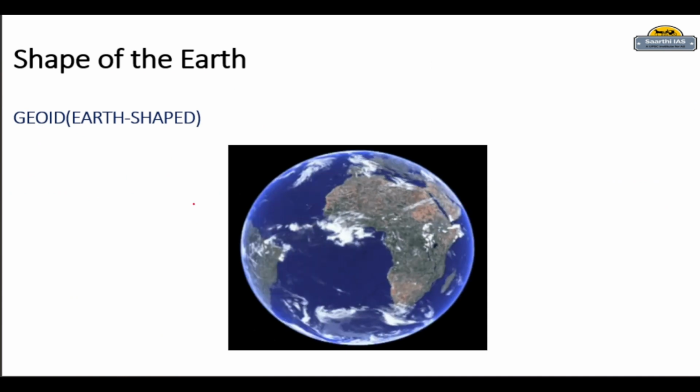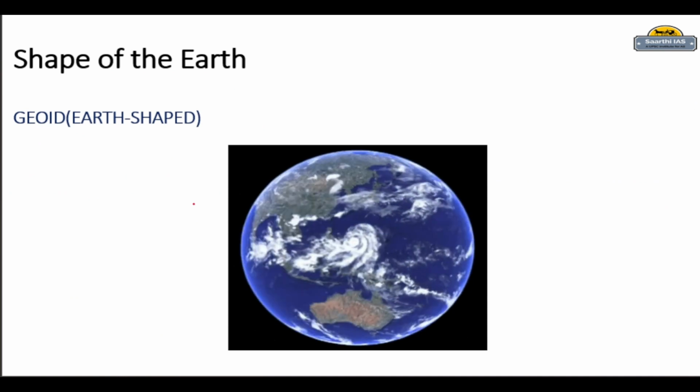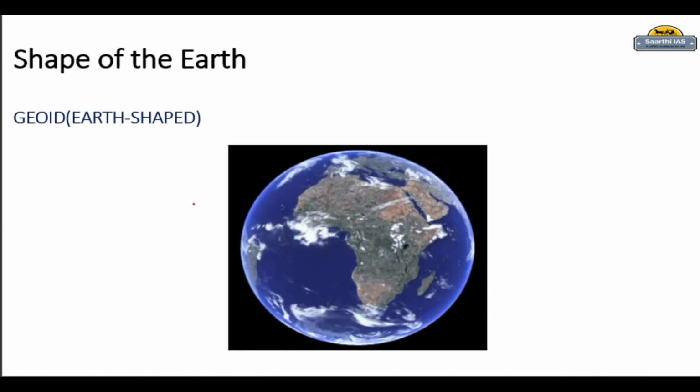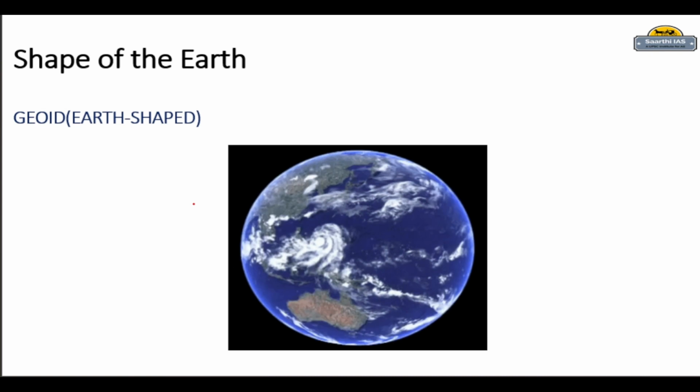Shape of the Earth. Next is shape of the Earth. What is the shape of the Earth? Is it a geoid? Is it flat? Is it a ball? Does it look like an orange?